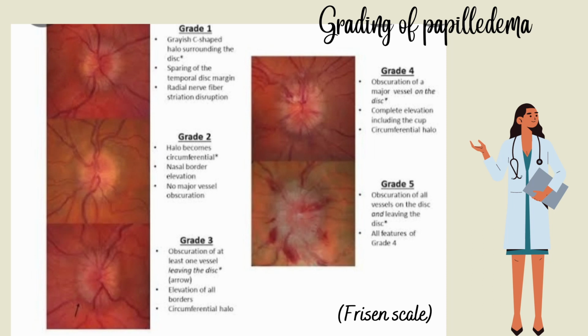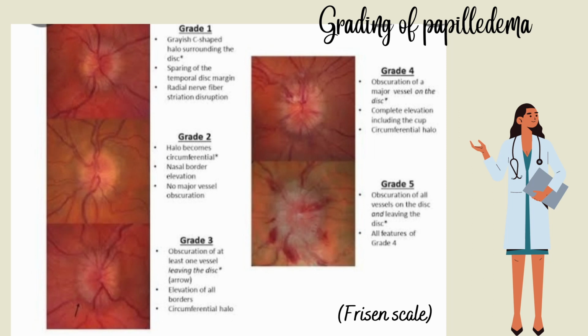In grade 3, there will be obscuration of at least one vessel. One vessel will get obscured. In grade 4, major vessels on the surface of the optic disc will be obscured. In grade 5, there is obscuration of all vessels on the disc and leaving the disc. Means all those vessels which are on the disc and leaving will get obscured. So we have 5 grades.